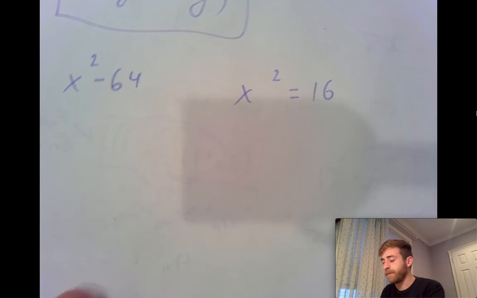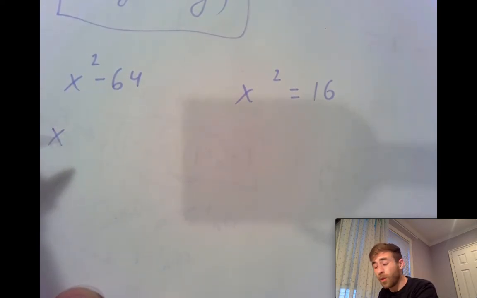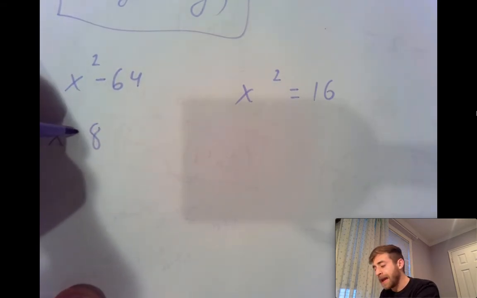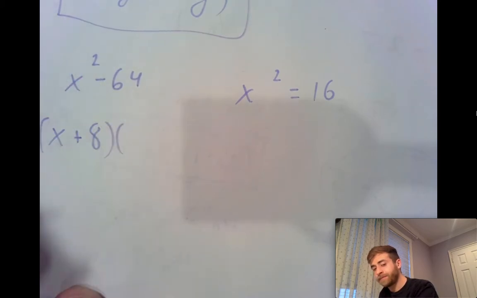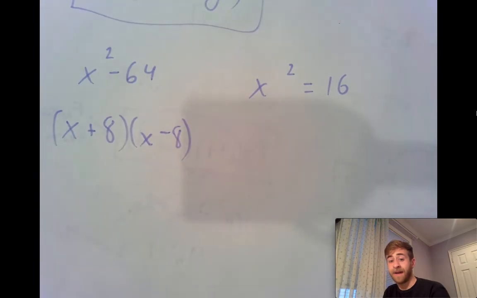We can run it. Square root of x squared is just x. Square root of 64 is going to be 8, because 8 times 8 makes 64. And now I know I can just do x plus 8, x minus 8, and that is my factored form.